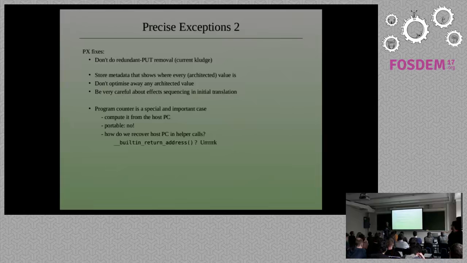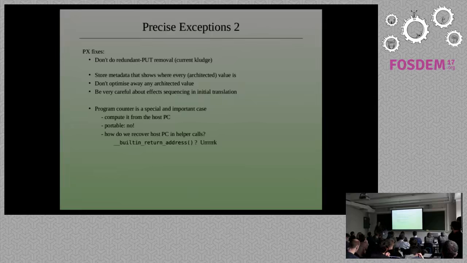We also need to be very careful about sequencing effects when you translate into the intermediate representation. So if we have an instruction which is going to read from memory and update a register, then we need to put the read from memory first and the register update IR second, because we don't want to update the register first and then have the memory operation fail, because then we can't back out. So you have to be very careful about this.